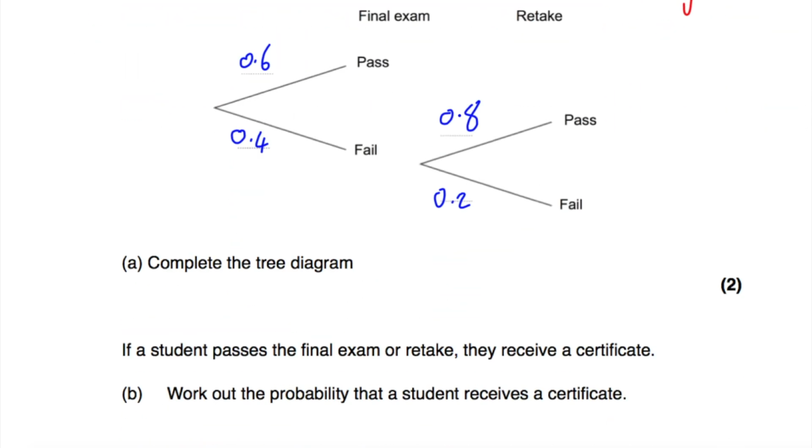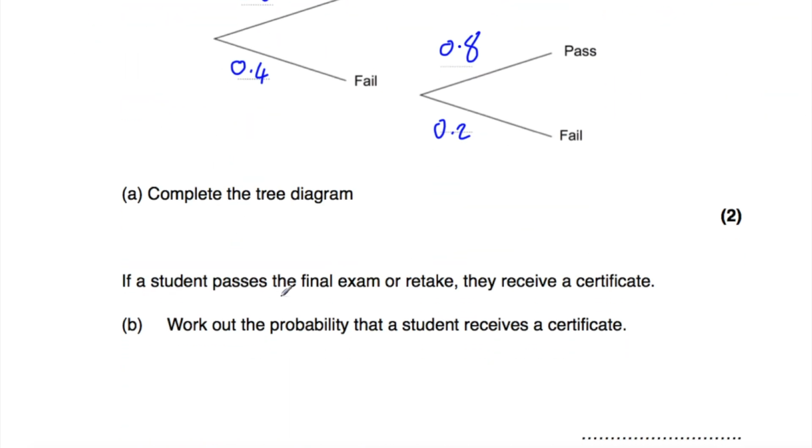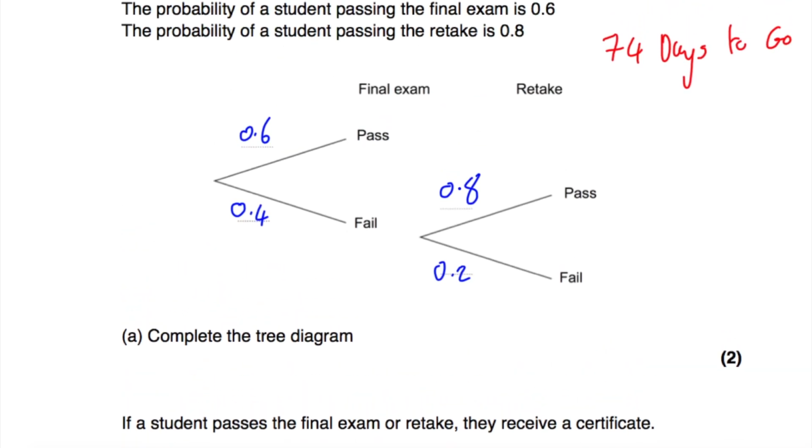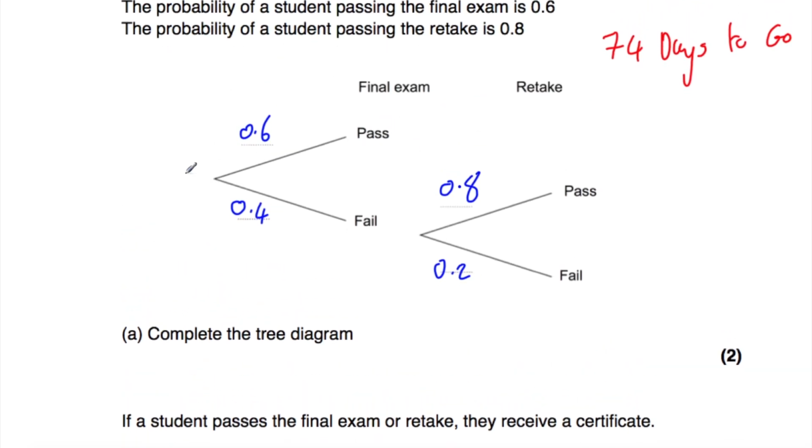The next part says if a student passes the final exam or the retake, they receive a certificate. Work out the probability that a student receives a certificate. In terms of our tree diagram, if they pass the final exam there, or if they pass the retake, then they get a certificate. So let's find these probabilities. The probability of passing the final exam is 0.6.